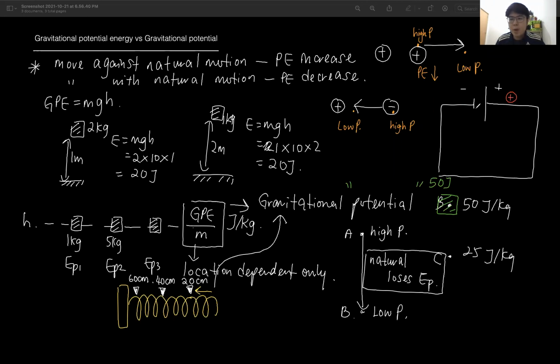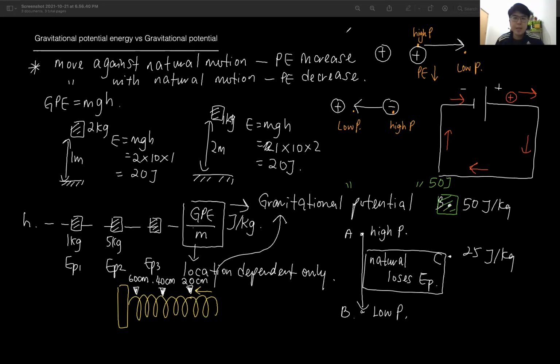This wire connecting the positive and negative plate creates a path for the electric field to act. So if I put a positive charge here, it will repel it and move in this direction, like this. This is the natural motion of the charge, of the current, right?